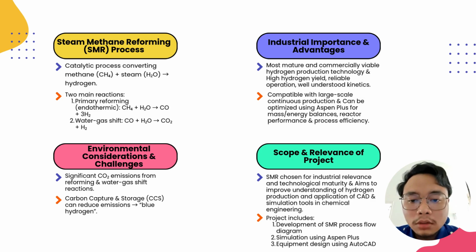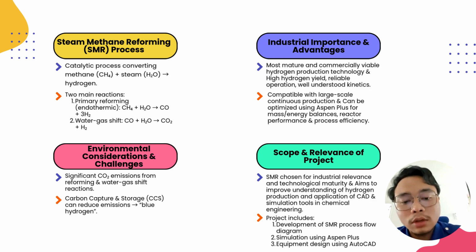Then environmental considerations and challenges. There is significant CO2 emission from the reforming and water gas shift reactions; carbon capture and storage, CCS, can reduce emissions, giving blue hydrogen. Then scope and relevance of the project: SMR is chosen for industrial relevance and technological maturity, and the project aims to improve understanding of hydrogen production and the application of CAD and simulation tools in chemical engineering. The project includes development of the SMR process flow diagram, simulation using Aspen Plus, and equipment design using AutoCAD.